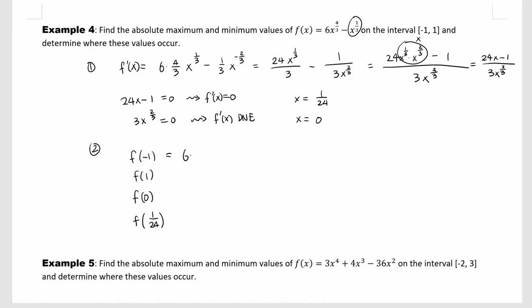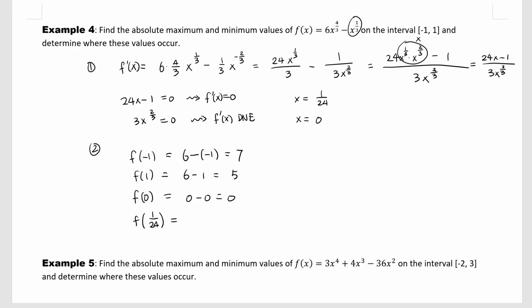Then -1 to the 4th is 1. So we have 6 times 1 is 6, minus the cube root of -1, which is -1. So the answer is 7 here. What happens if we plug in 1? We have 6 minus 1 is 5. What happens when we plug in 0? Yay, we get 0. Those are easy.